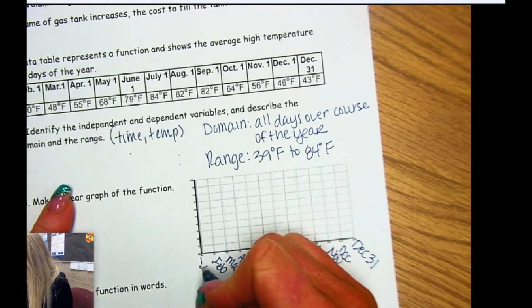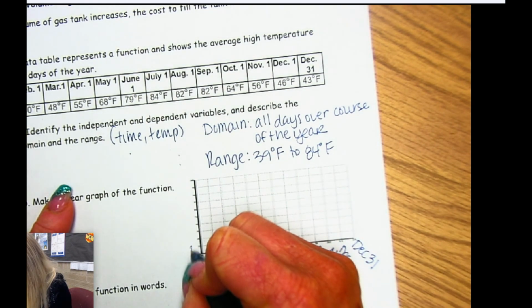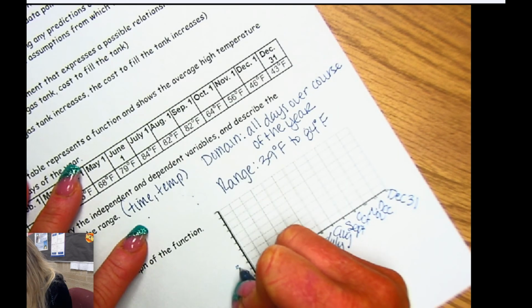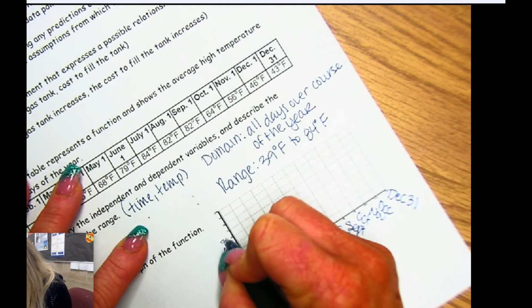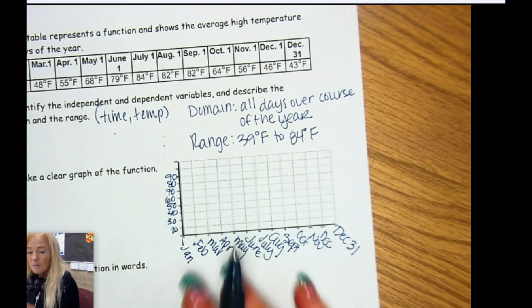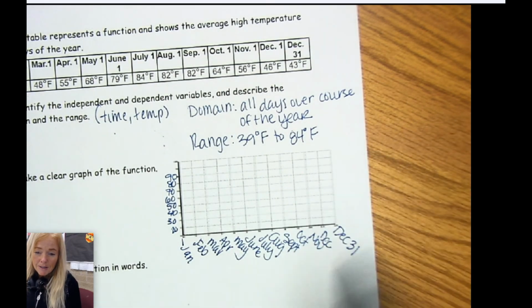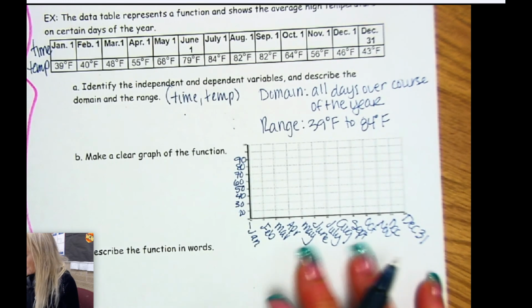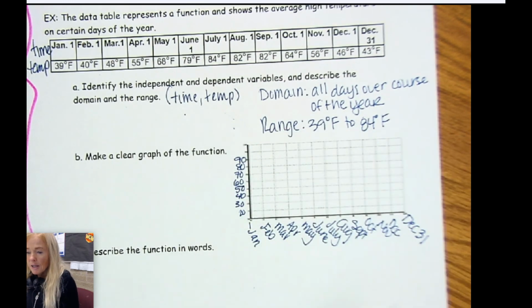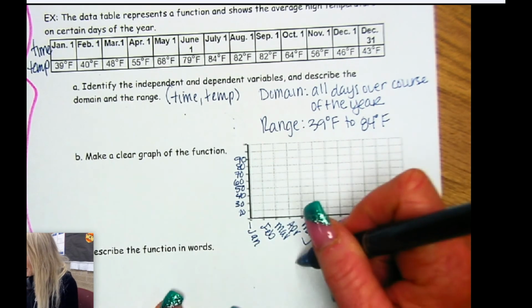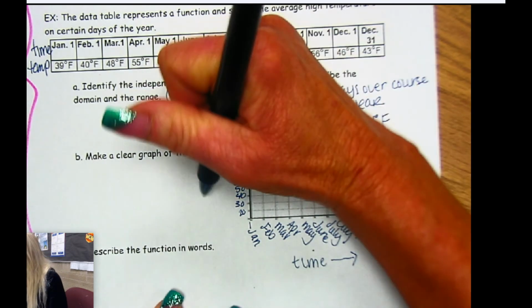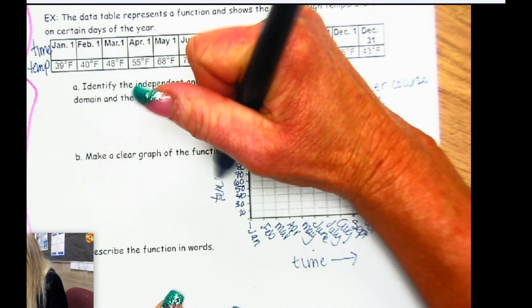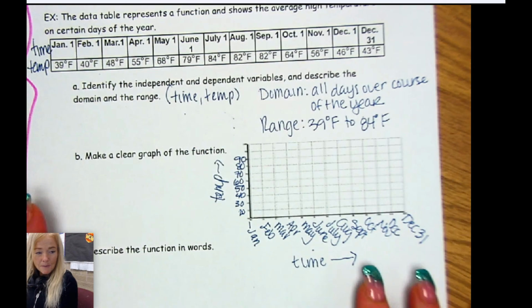Now, I would probably start at 20 and then go up 30, 40, 50, go up by tens, 60, 70, 80, 90. And that's as much as we're going to go. We don't need the top two notches that way, but going by tens is sufficient for this type of range, 39 degrees to 84. So notice that you have your time, which is independent along your x-axis, and then you have your temperature, which is dependent along your y-axis.